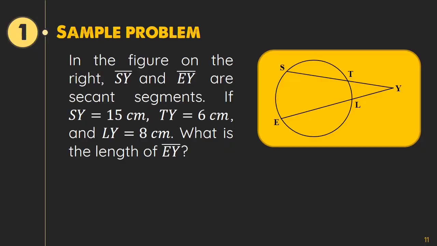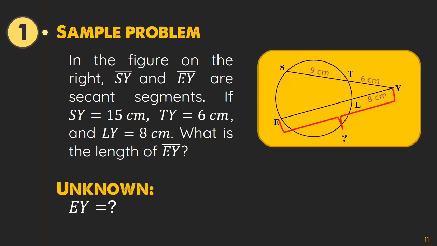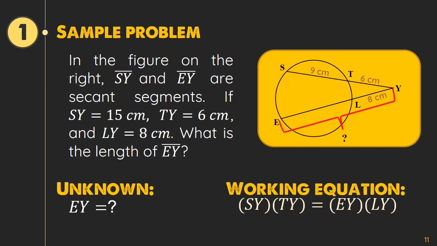Example, in the figure on the right, segment SY and segment EY are secant segments. If SY is equal to 15 centimeters, TY is equal to 6 centimeters, and LY is equal to 8 centimeters, what is the length of segment EY? Since the length of segment EY is unknown and the problem illustrates two secant segments, the working equation will be: the product of the length of segment SY and segment TY is equal to the product of the length of segment EY and segment LY.